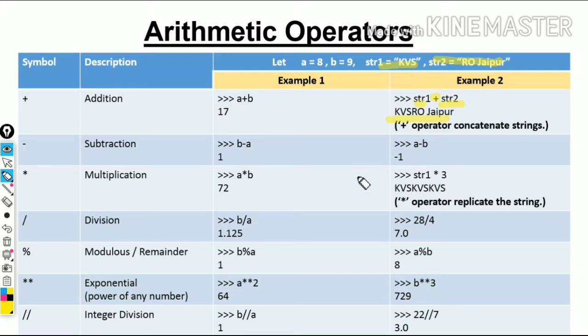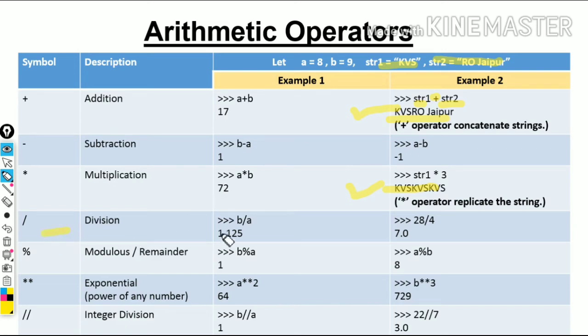In context of string, the result will be different. If I multiply str1 with 3, then output will be KVS, KVS, KVS. That means the star operator is replicating the string multiple times. So here we have seen that the plus operator and multiply operator work differently.